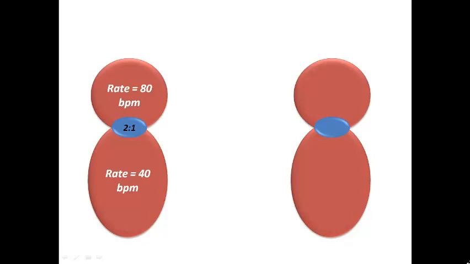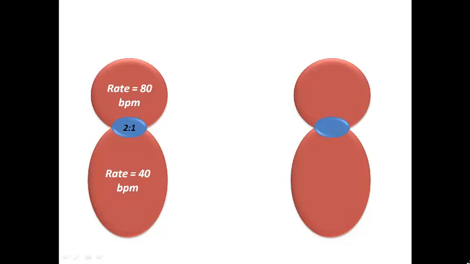We know that the AV node shows something called decremental behavior, in which if the atrial rate is increased, it increases the level of block, so not all the impulses pass to the ventricle in order to protect the ventricle. This is called the decremental behavior of the AV node.